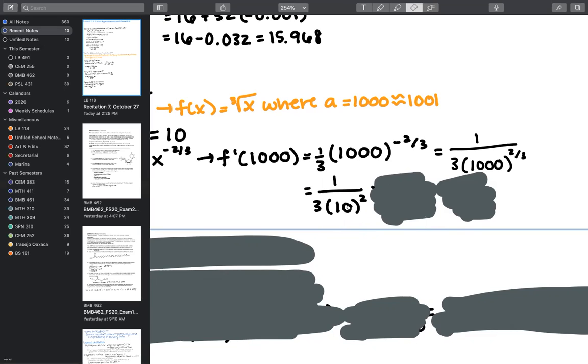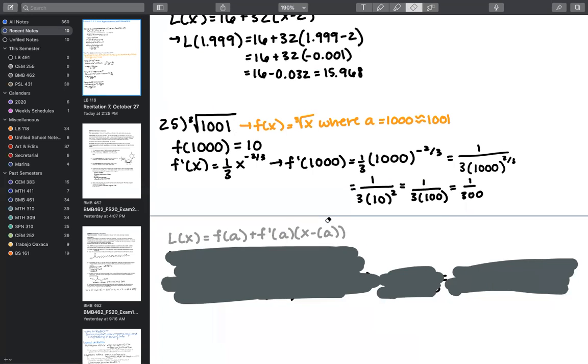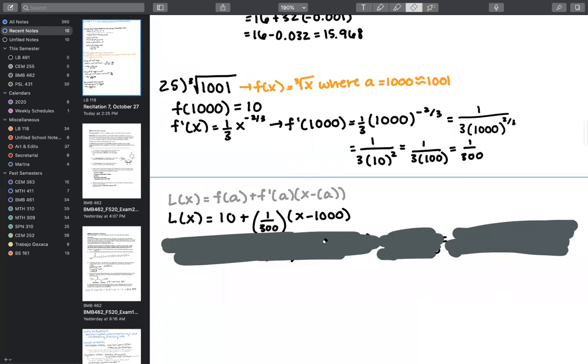And so the cube root of 1,000 is 10. And then when we square that, we get 100. And so our final answer is 1/300th. Then we're going to plug into our linearization equation all of these values we've just found. And so this, again, is our general equation that is going to help us to come up with this estimate here. This is a linearization equation.